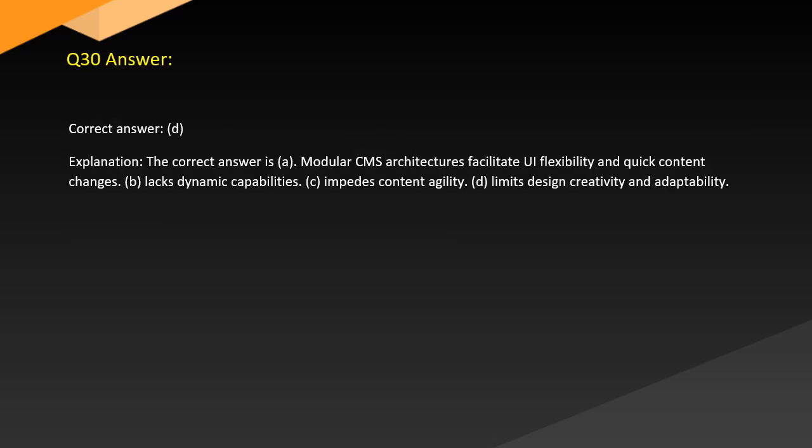Answer. Correct answer. D. Explanation. The correct answer is A. Modular CMS architectures facilitate UI flexibility and quick content changes. B. Lacks dynamic capabilities. C. Impedes content agility. D. Limits design creativity and adaptability.